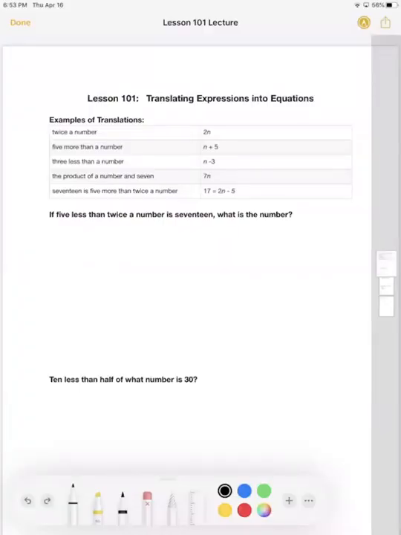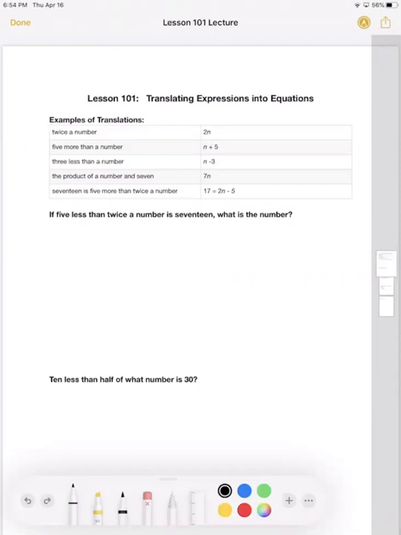Good morning, 7th grade. It is Friday, April 17th, and we are doing Lesson 101 today. It involves quite a bit of writing, and so I thought it'd be easier for us just to use the iPad today. So let's just dive right in.